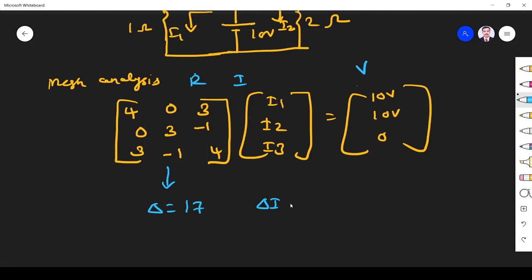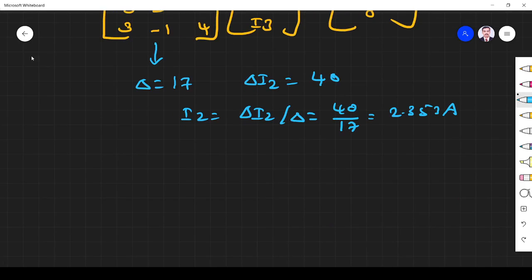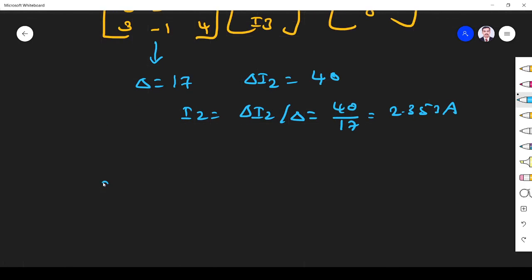Then I have to find del I2. For I2, the 10, 10, 0 should replace the second column, so replace 0, 3, minus 1 by 10, 10, 0. The matrix will give 40. I want I2. I2 is equal to del I2 divided by del, so 40 divided by 17, which is equal to 2.353 ampere.